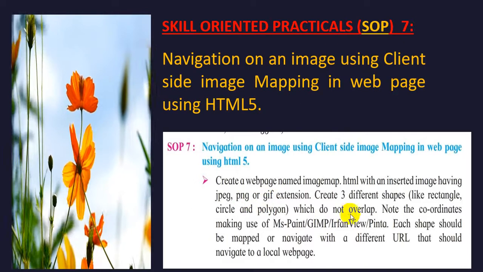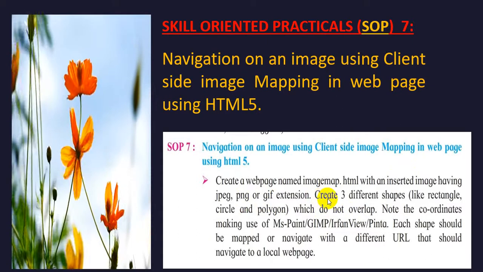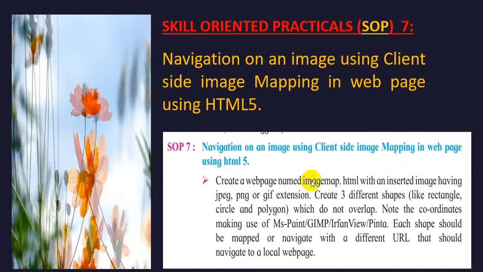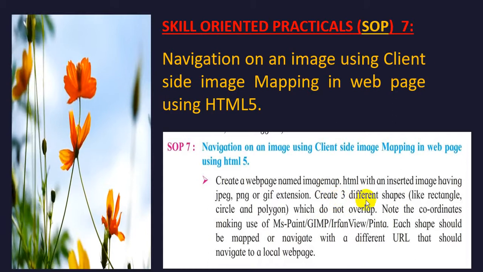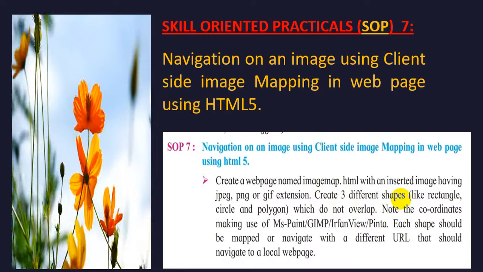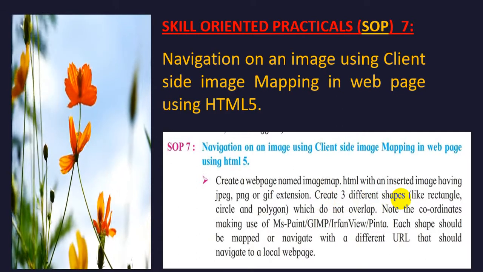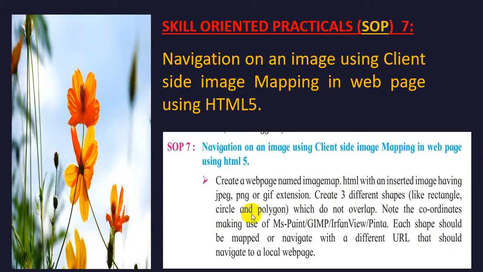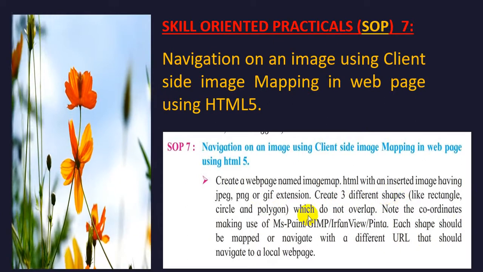Now the important part is going to start from here. We are moving toward the main part of the question, because this thing we know: how we can create an HTML page and how we can insert an image. Now the main part of our question is to create 3 different shapes. While doing image mapping, provide 3 different valid shapes for image mapping, and those valid shapes are rectangle, circle and polygon. So we have to create 3 different shapes on the image which do not overlap.